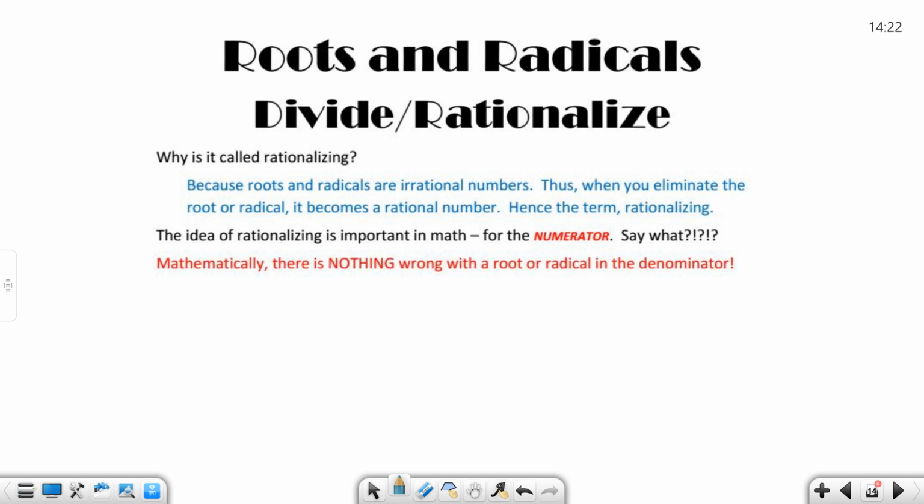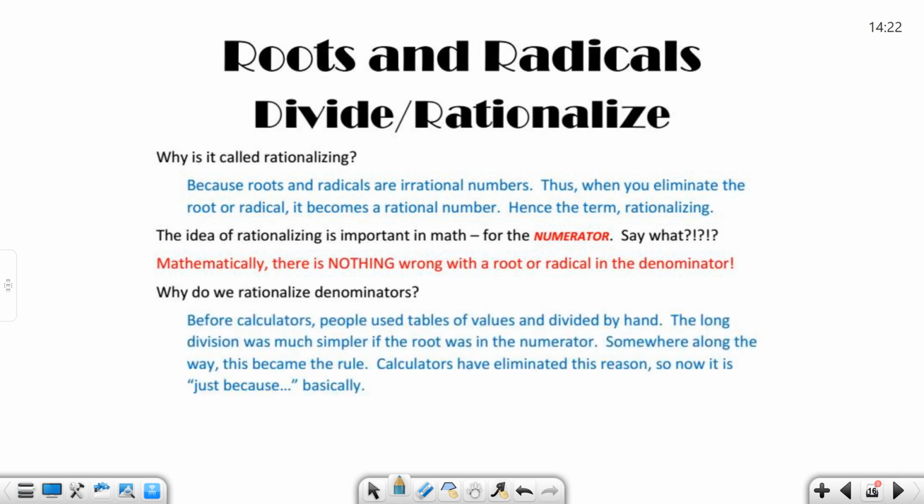Say what? Mathematically, there is nothing wrong or incorrect or bad or poor with a root or a radical in the denominator. Nothing at all. So why do we rationalize denominators?